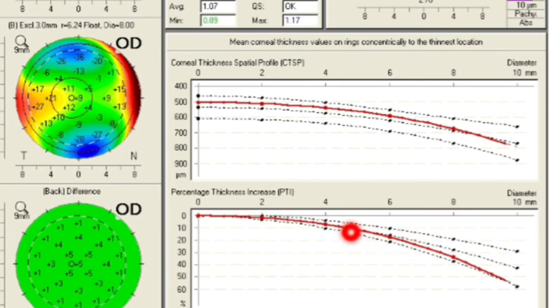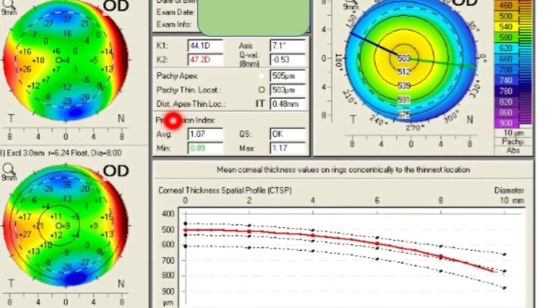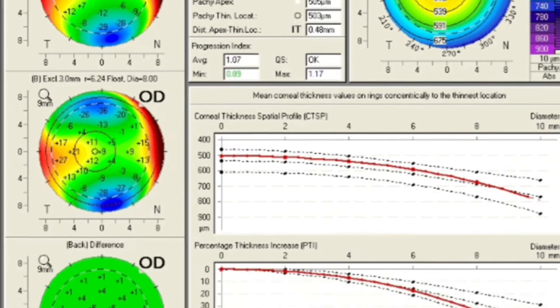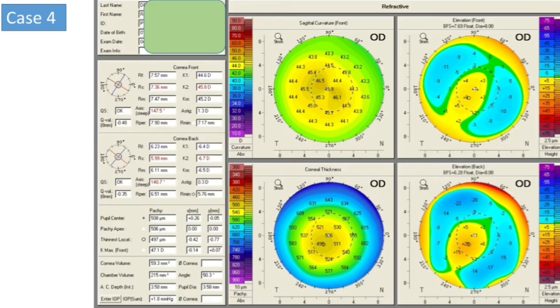So, as it continues up to 6 millimeter, this is a normal cornea, and the average is 1.07, but it is less than 1.2. So, this is why it is a normal cornea, no ectatic condition is here. Okay. So, let us move to another case.